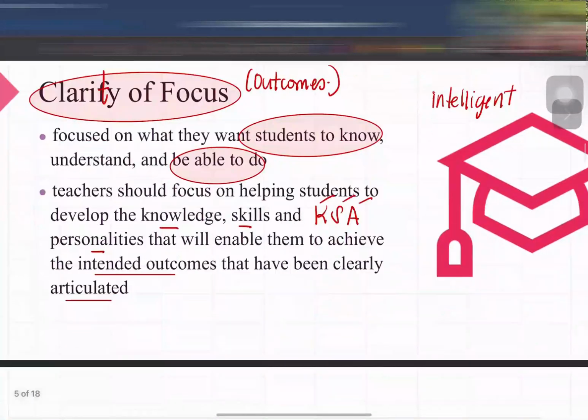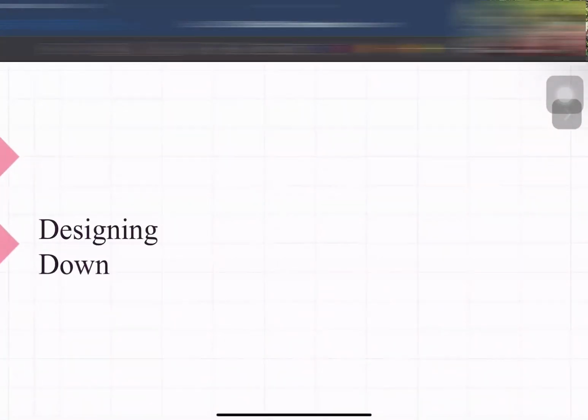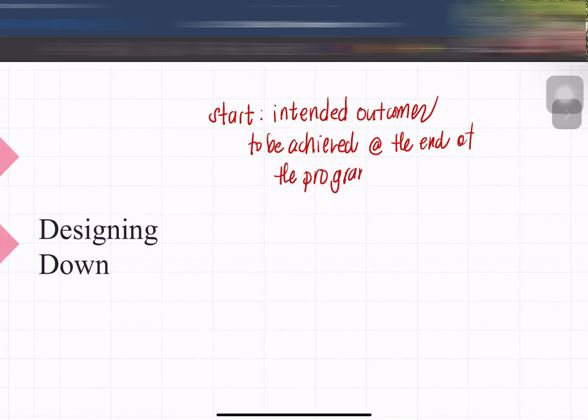Next, you have what we refer to as your design down. In your design down, class, paulit-ulit din naman to. Ang sinasabi ng design down is that we start the curriculum design with the intended outcomes that the students are to achieve at the end of the program. That's how we start our preparation as teachers.